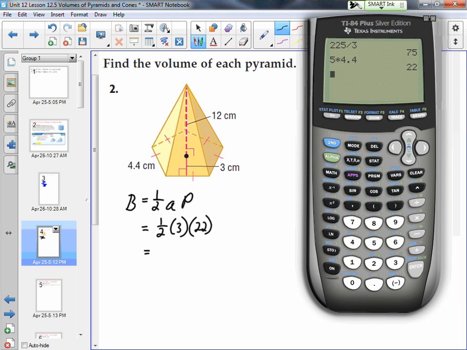Well, half of 22 is 11. 3 times 11, we'll get 33 square centimeters. With me?